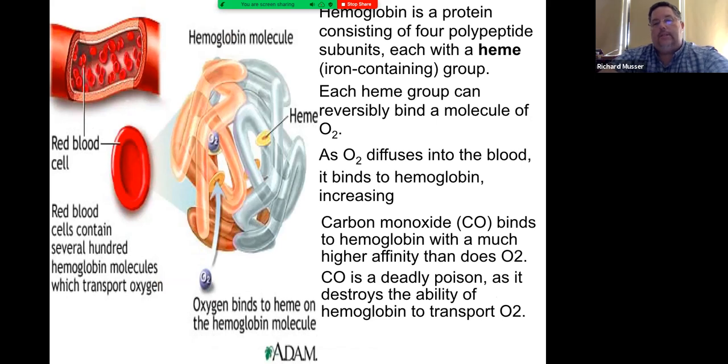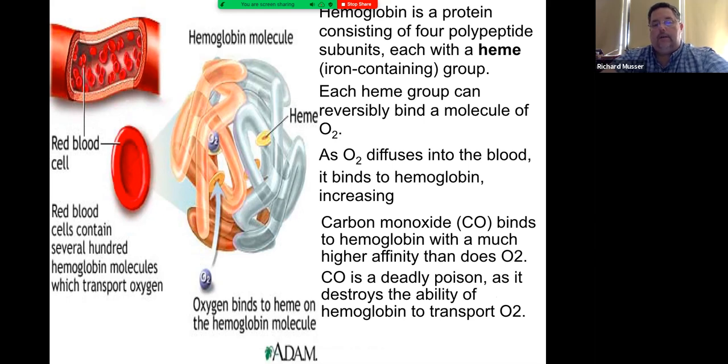Hemoglobin is a protein consisting of four polypeptide units called heme groups. Each heme group can reversibly bind to a molecule of oxygen. And we're going to talk a little bit more about this when we get to red blood cells. But as oxygen diffuses into the blood, it binds to hemoglobin, increasing their affinity.